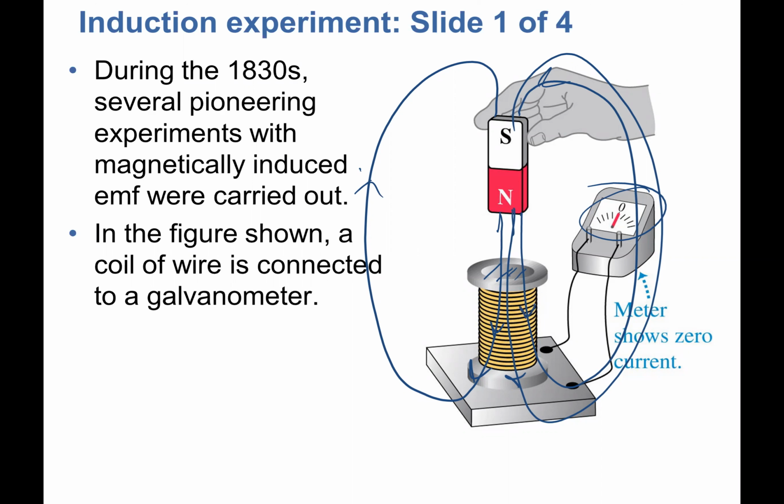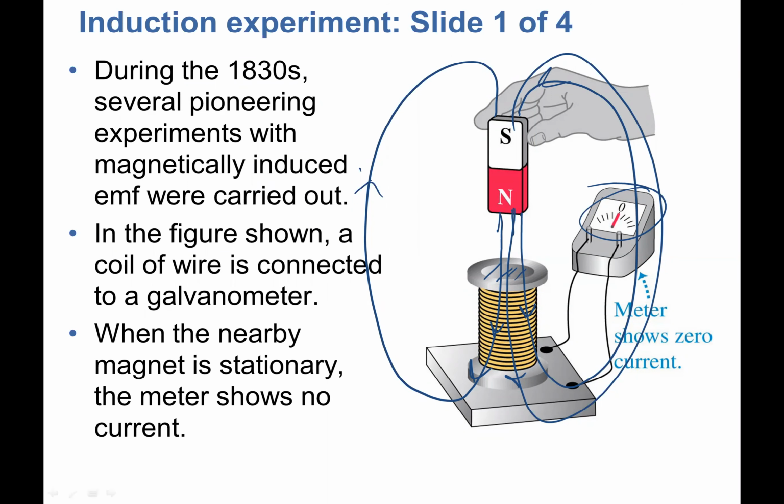But even though there is a magnetic field through the coil of wire, there is no current. That means the galvanometer doesn't detect any current. One conclusion here is this: when the nearby magnet is stationary, the meter shows no current. That's what we're doing. We're holding a magnet, and by just holding that bar magnet, we have a magnetic field going through the coil of wire. But if the magnet is stationary, the meter shows no current.